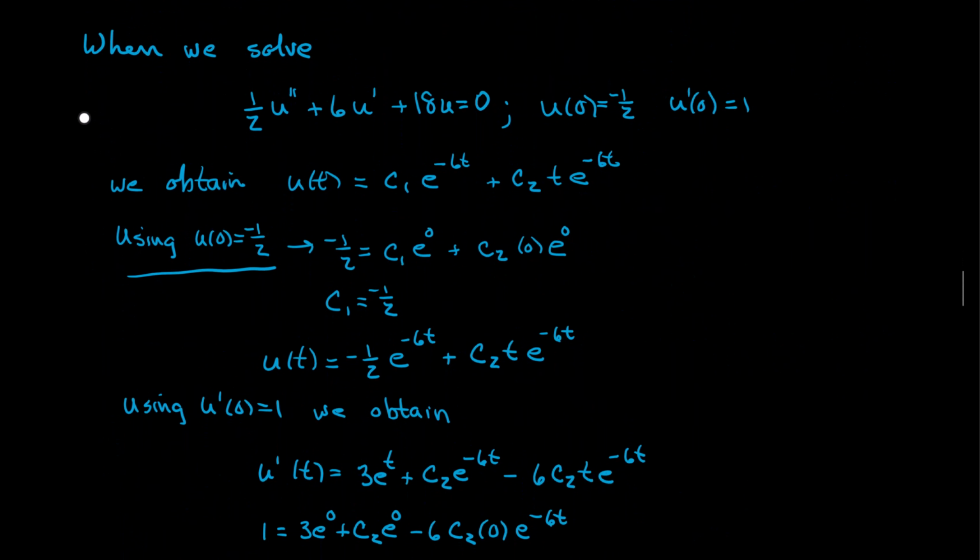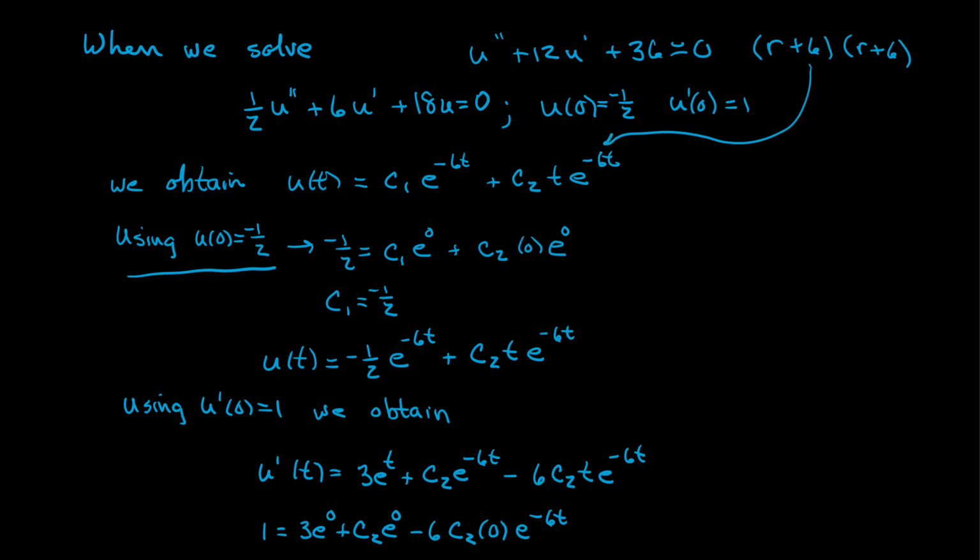We can see this if we take our equation and multiply through by 2. This is going to give us u double prime plus 12u prime plus 36u equals 0. And I think you can see that that factors out pretty readily to give us r plus 6 times r plus 6 when we convert it to the characteristic equation and factor it. Okay, this gives us then the value of r as being -6. So I'm going to substitute the -6 into both terms.